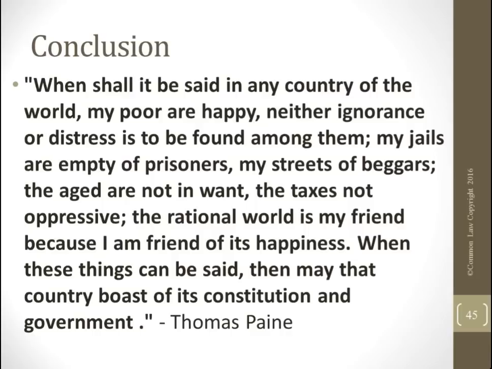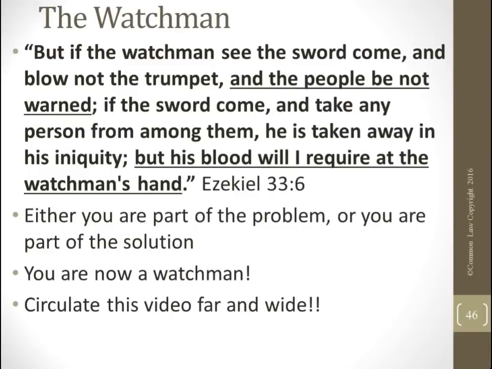Well, I can tell you that we have nothing to boast of here. There's bag people all over the place. The tax collectors are thieves. The jails are full of prisoners. I mean, it's the opposite end of that. Okay, we have nothing to brag about here. We have a bunch of Satanists that have seized control of the government.